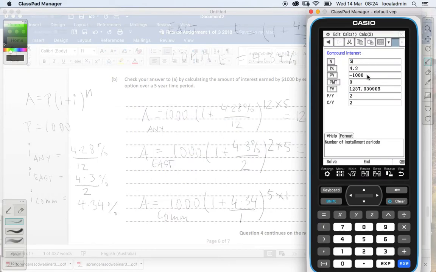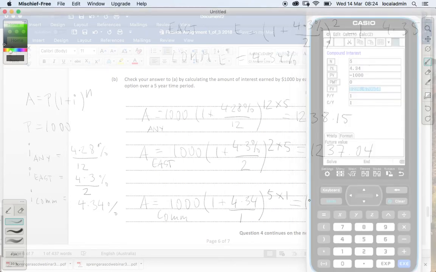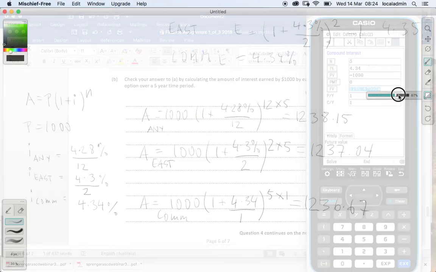This time we do it for 5 years. Remember, once compounded times 5 years, interest rate is 4.34%. The nominal is in this case identical to the effective interest rate. Everything happens once per year, and we solve, which gives us 1236.67. Now let's have a look here.